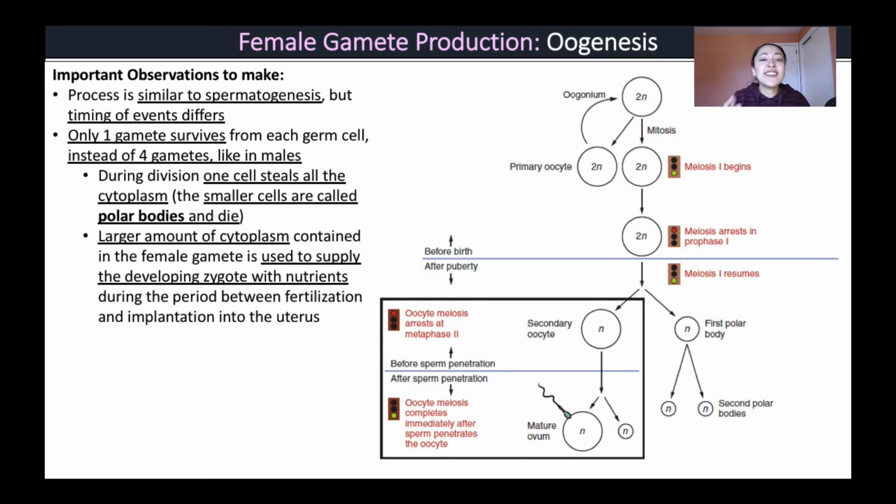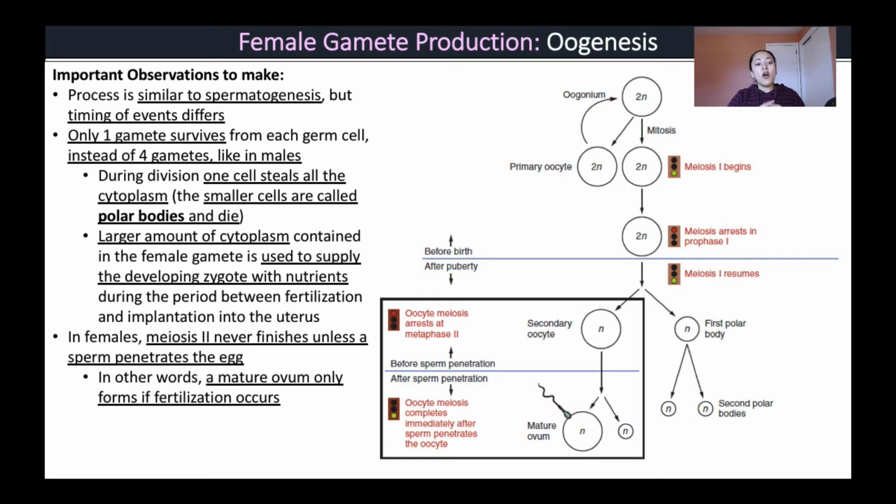During oogenesis, it's essential for the oocyte that's going to become the ovum to have most of the cytoplasm, because it's going to have to supply nutrients to the developing zygote during the period between fertilization and implantation in the uterus, because it takes a couple of days before the actual fertilized egg will implant into the uterine lining. Also in females, remember that meiosis 2 never finishes unless the sperm penetrates the egg. So in other words, a mature ovum only forms if fertilization occurs.